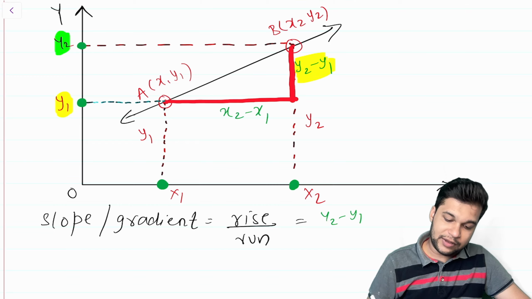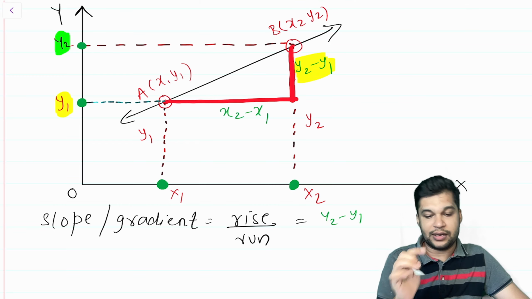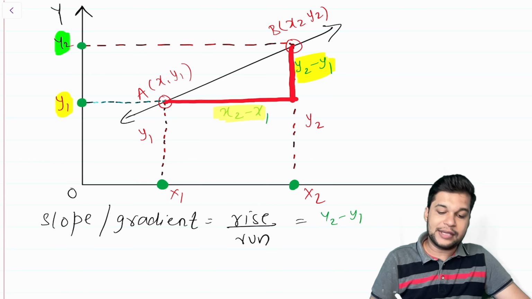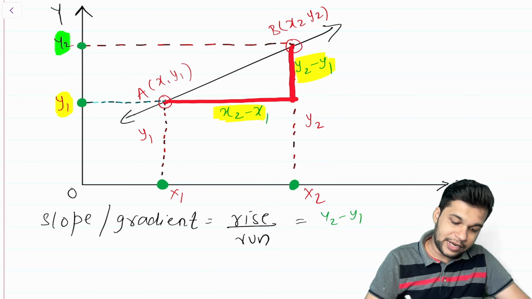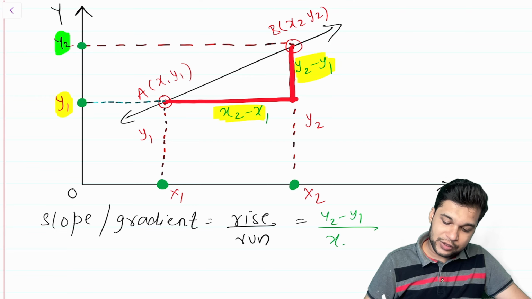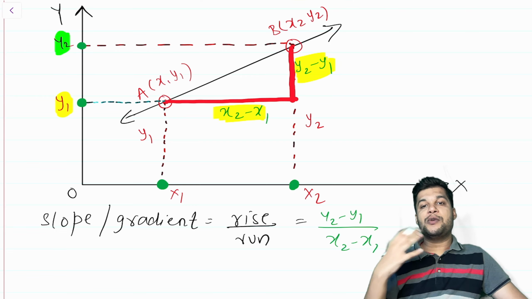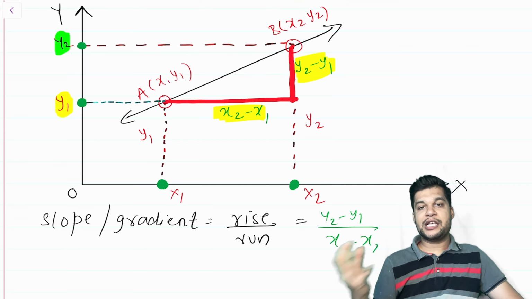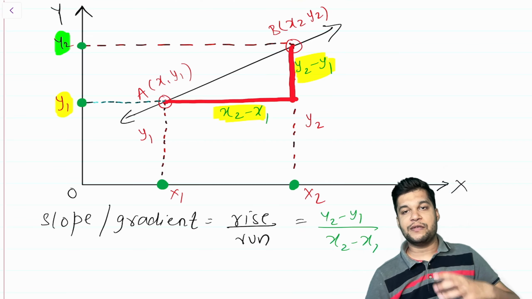And what is the run? The run is x2 minus x1, right? So this is divided by x2 minus x1. So that's how I find the slope. The slope is y2 minus y1 upon x2 minus x1, because of this.